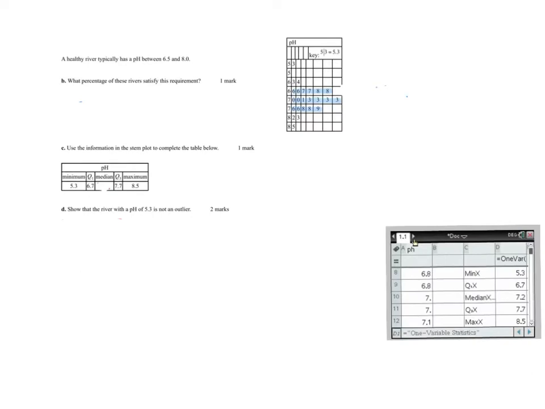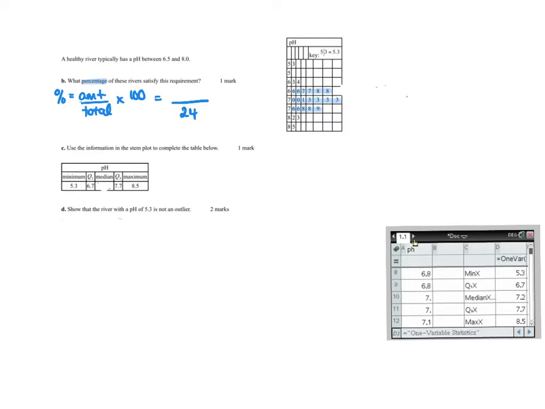Okay, a healthy river typically has a pH between 6.5 and 8.0. What is the percentage of these rivers that satisfy the requirement? So what I want to see when we see percentage is you write the rule for percentage. Percentage equals the amount over the total times 100. And we saw before that the total was 24 numbers, so that's where that number came in.